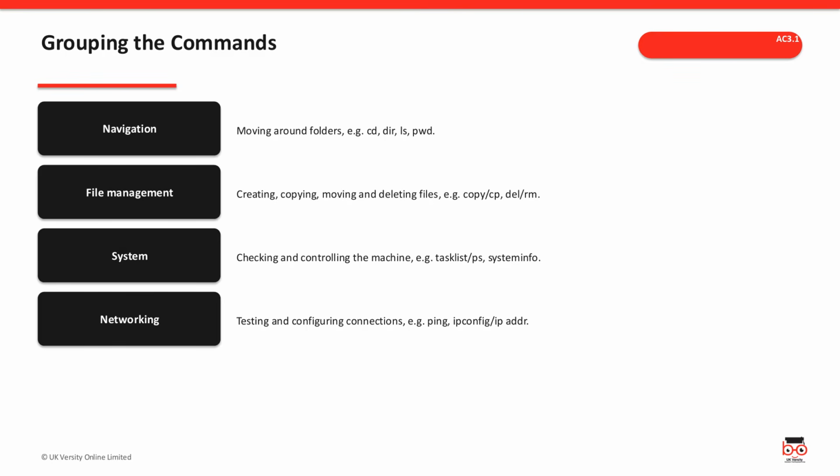It's easier to learn these if we group them by what they do. Navigation commands move you around your folders, things like cd, dir, ls, and pwd. File management commands create, copy, move and delete files, copy and cp, del, and rm. System commands check and control the machine, like tasklist and ps. And networking commands test and configure your connections, such as ping and ipconfig.